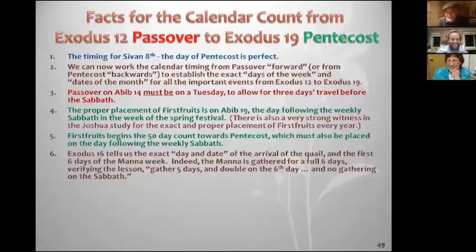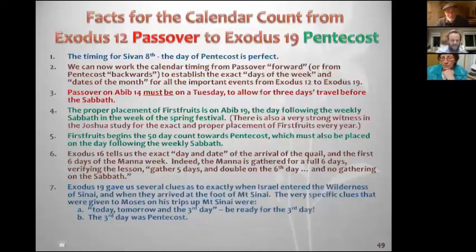Number 6, Exodus 16 tells us the exact day and date of the arrival of the quail and the first 6 days of the manna week. Indeed, the manna is gathered for a full 6 days, verifying the lesson: gather 5 days and double on the 6th day, and no gathering on the Shabbat.